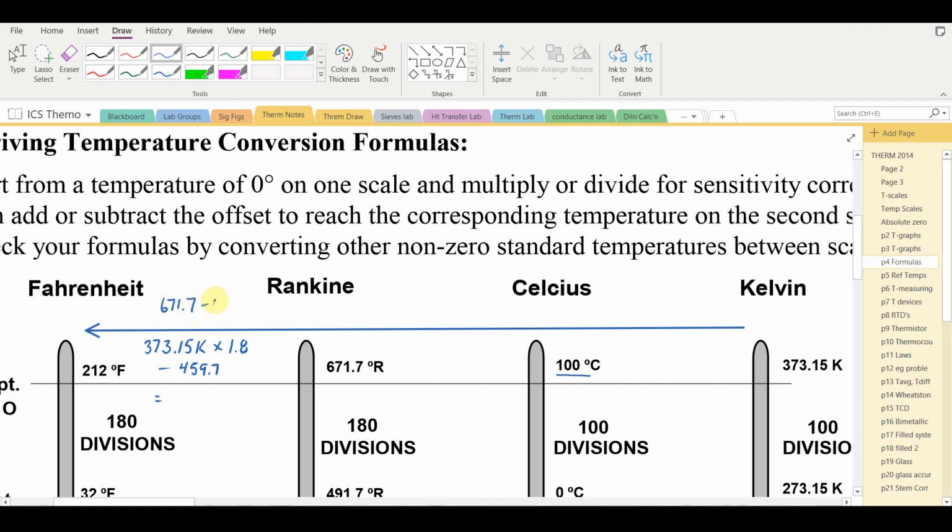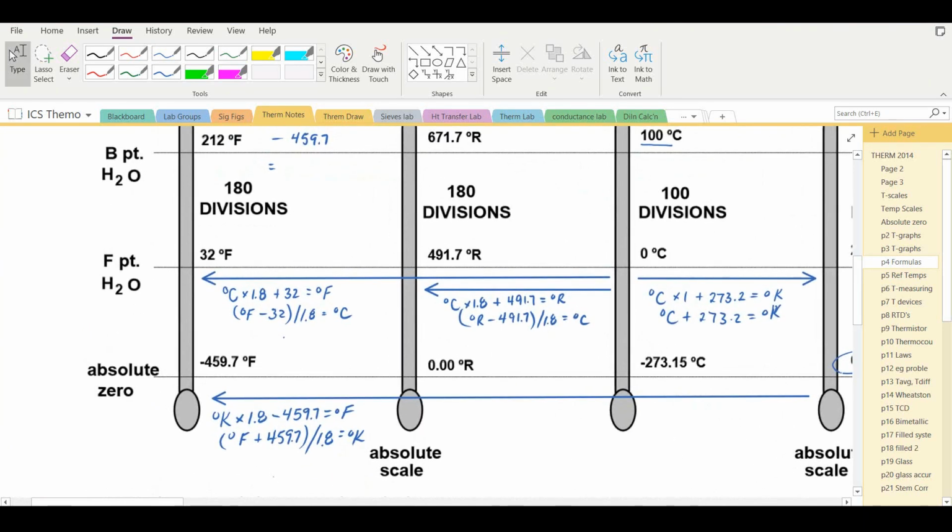671.7 subtract 459.7, and that's equal to 212 degrees Fahrenheit. So it works. Okay, I think the only one we didn't do was from Rankin to Fahrenheit. It's probably obvious, but let's finish it up in any case.